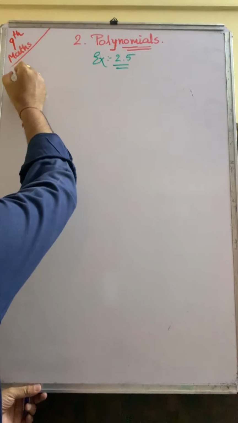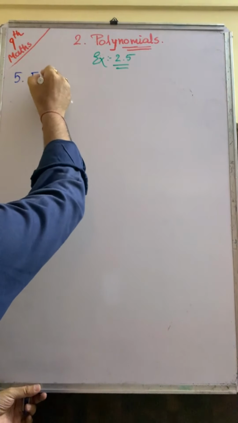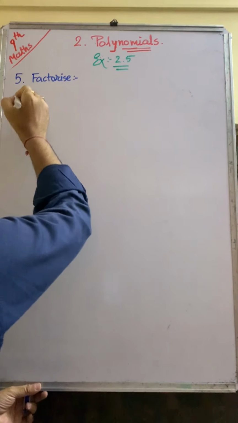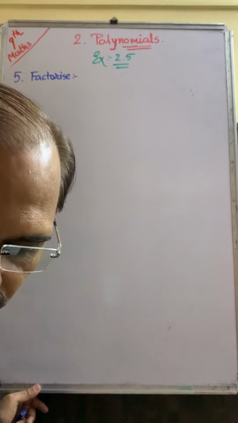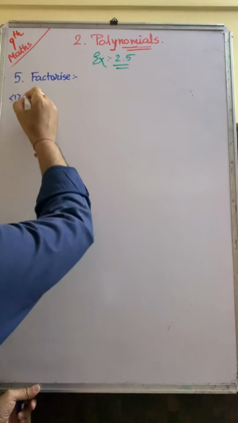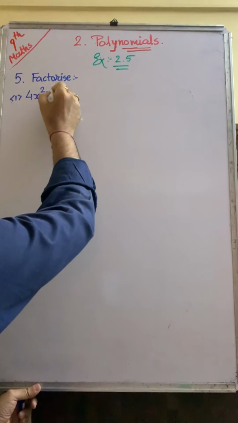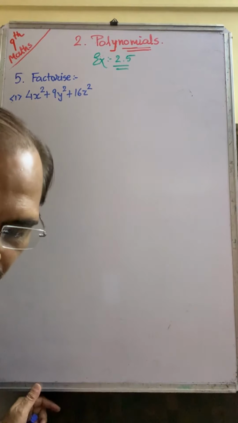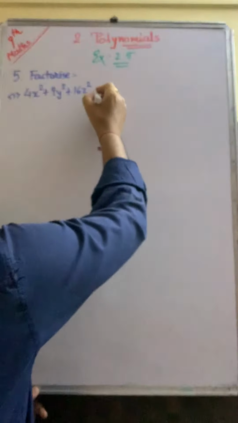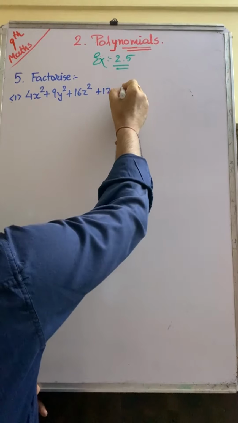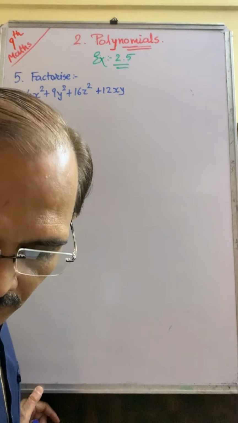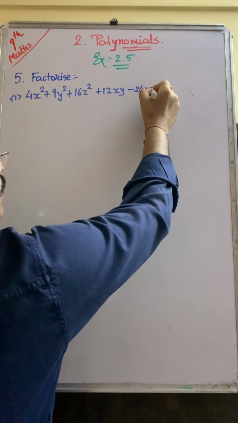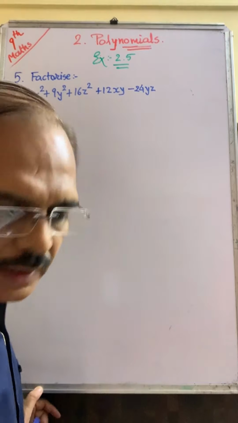So question number 5 is about factorize. The first question is 4x square plus 9y square plus 16z square plus 12xy minus 24yz minus 16xz.